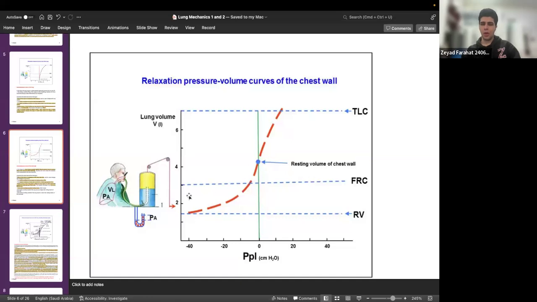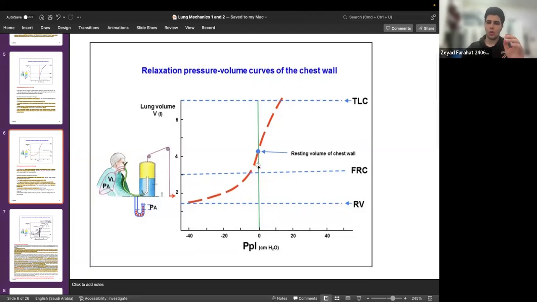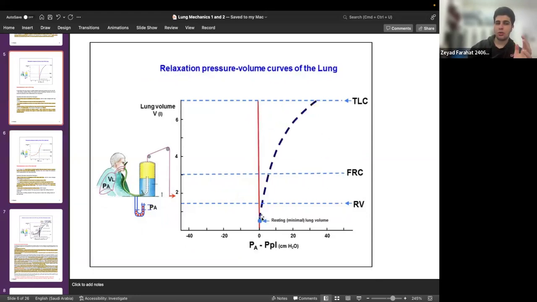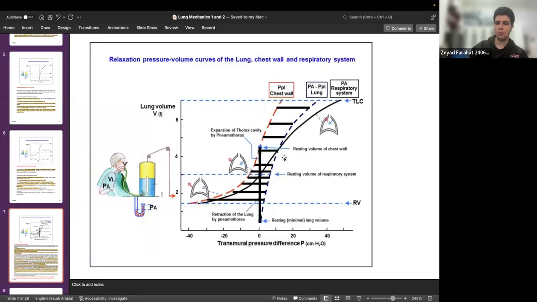So it's over here. If you have something in here, say the volume is about, I don't know, about 2 liters of the chest wall, it's always trying to go back up to 4.5. So we said this one wants to expand always, or almost always, because we're never really at 6. And the other one, the lung volume, wants to decrease, it wants to collapse on itself. So what happens when we combine both of them?